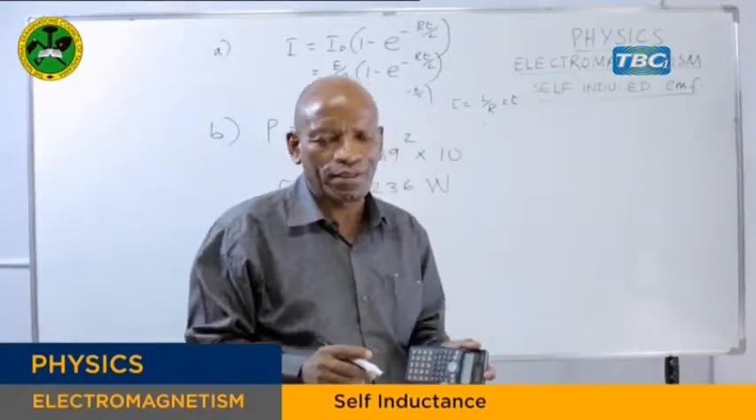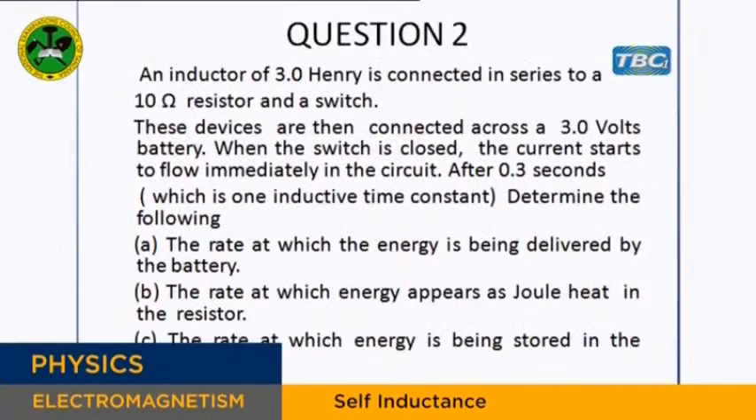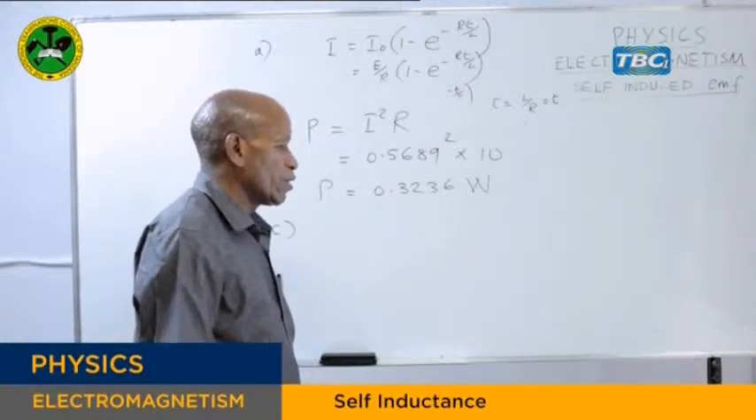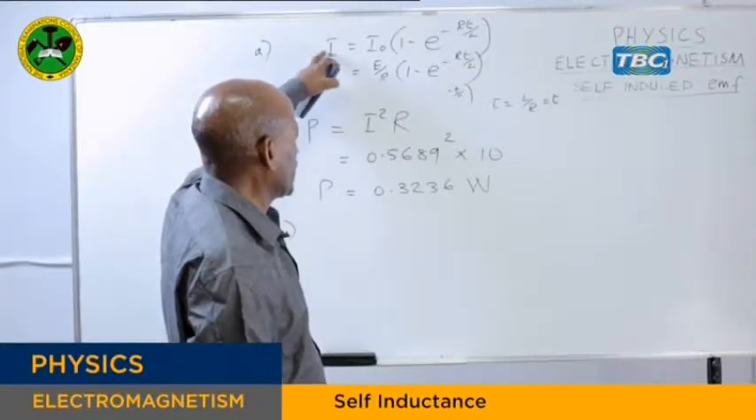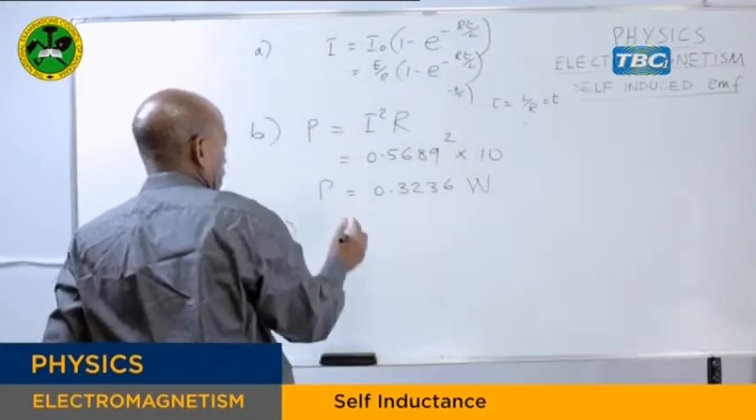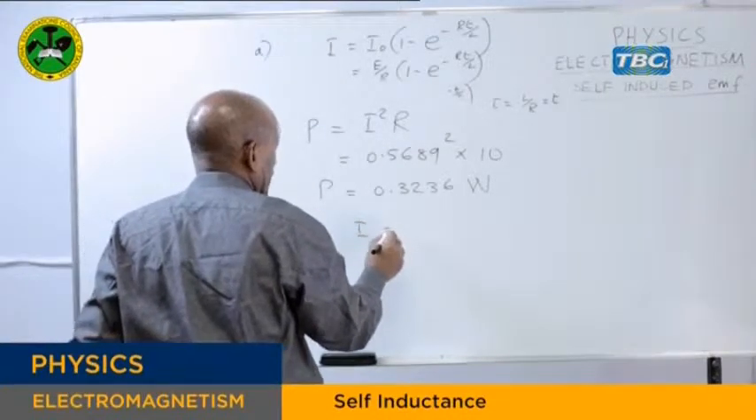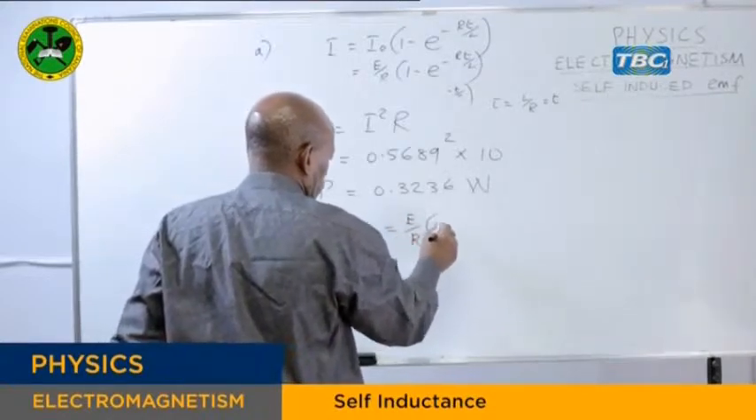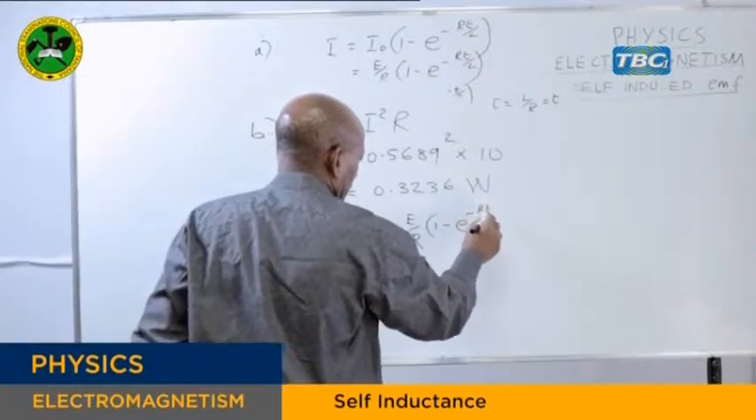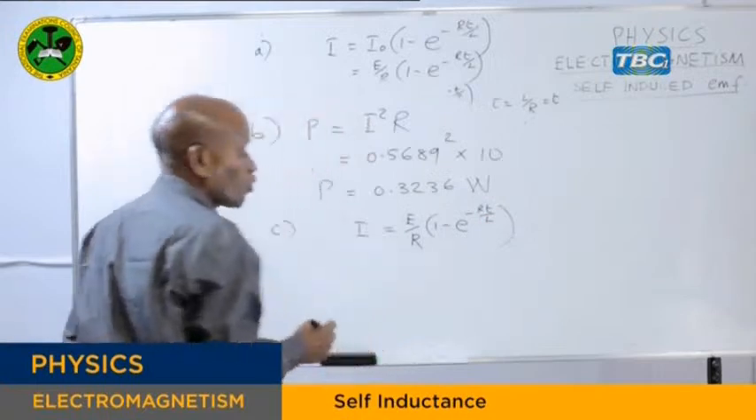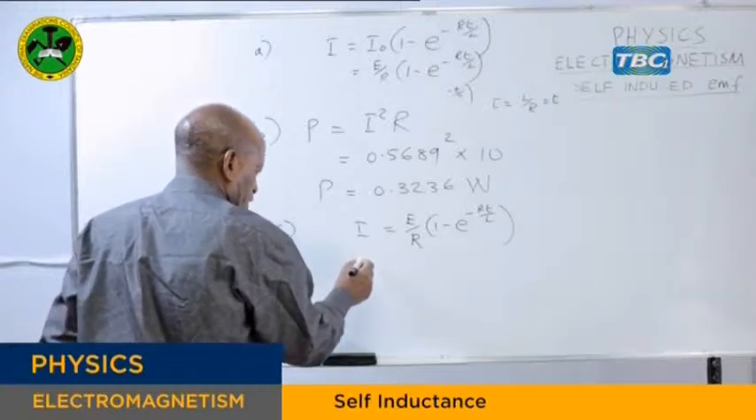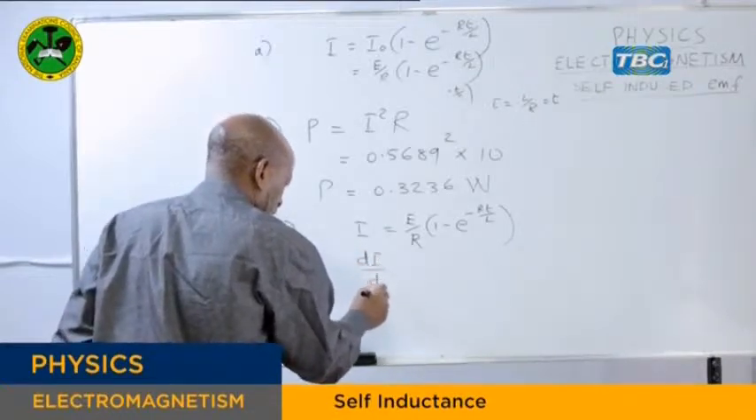This is part B. Okay, let's go to part C. We need to determine the rate at which the energy is being stored in the magnetic field. For this, we need to go back to our basic equation, I is equal to I naught, which is E over R times 1 minus e power minus Rt over L. So we need to determine the rate of change of the current, which is di dt.